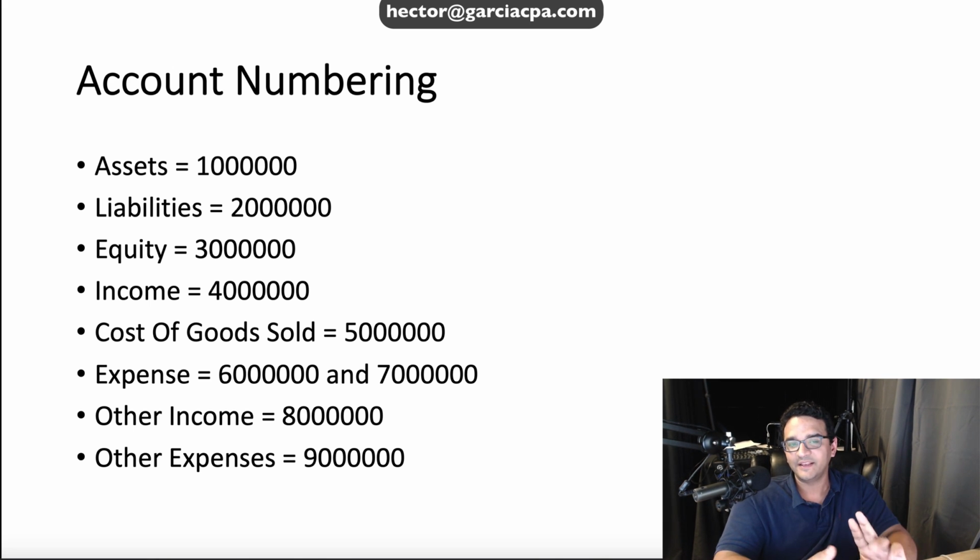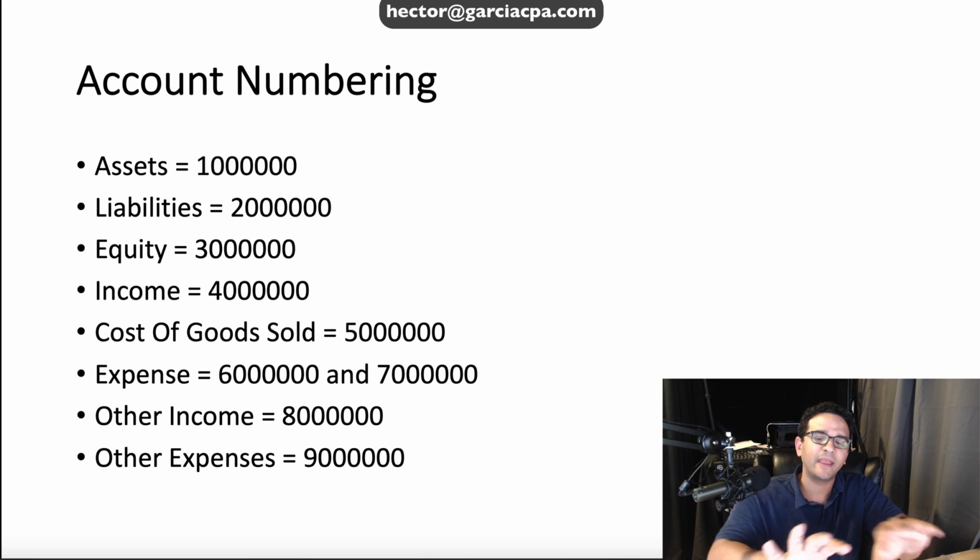Then all liabilities would start with 2. All the equity would start with 3. Income would start with 4s. Cost of goods sold will start with 5. Expenses could be 6s or 7s, so you can differentiate them if they're 2 types, maybe general and administrative, and sales and marketing. So the typical 2 that people tend to separate, whether it's a 6 or a 7. And then we have the other income, like interest income. Those will start with an 8. And then other expenses, as we mentioned earlier, like depreciation or taxes, that sort of thing, those will start with a 9.